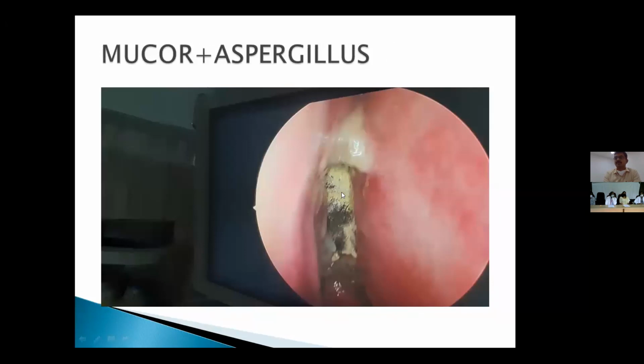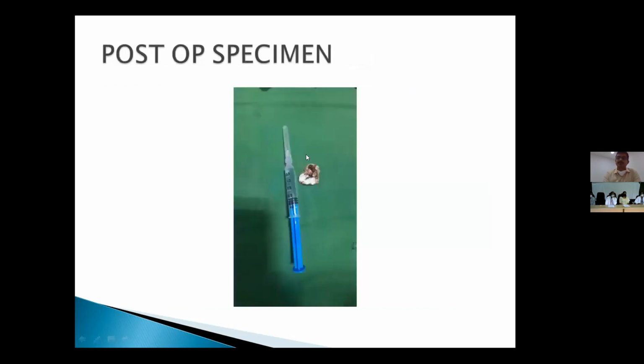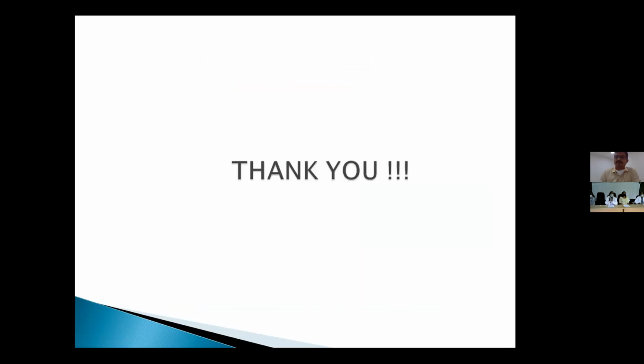Some mixed flora infection is also common. It's not only mucor; mucor and aspergillus together are very common in the post-COVID scenario. Aspergillus appears black and mucor appears white. This is one case where we had a mixed flora infection. This was debrided completely. This is a post-op specimen showing whitish-appearing mucor and blackish-appearing aspergillus. We debrided completely and the patient improved also. Thank you.